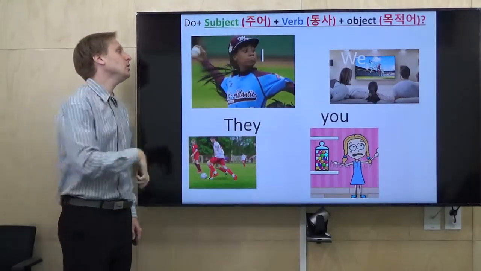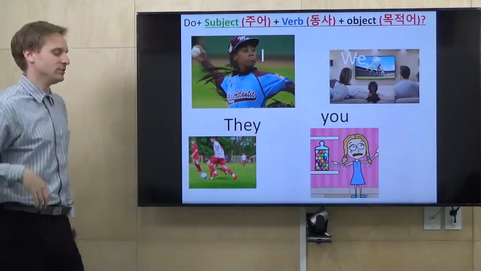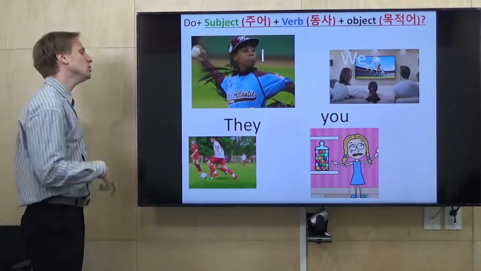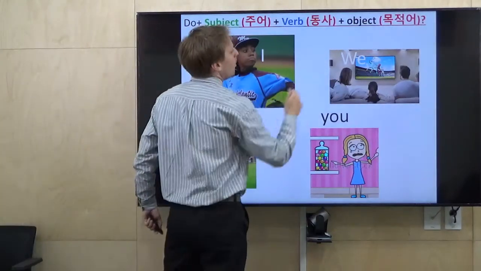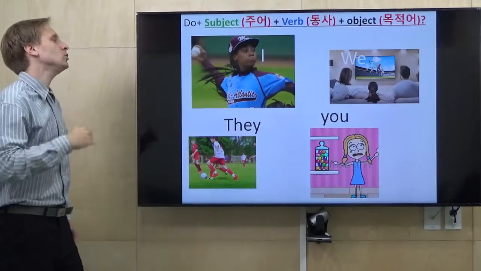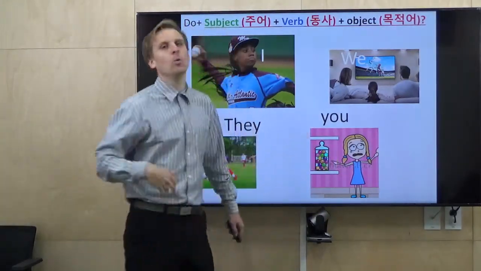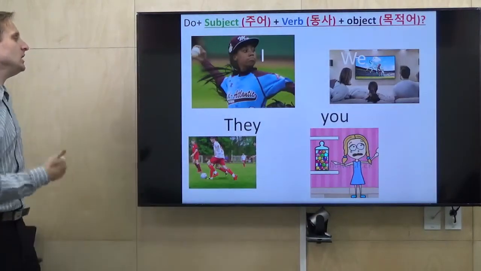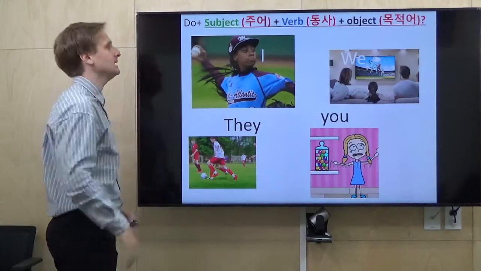3, 2, 1. Do I play baseball? Here, what would the question be? 3, 2, 1. Do they play soccer? Here, what would the question be? 3, 2, 1. Do we watch TV? And here, what would the question be? 3, 2, 1. Do you want candy?